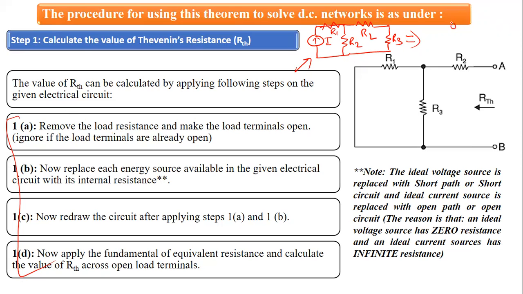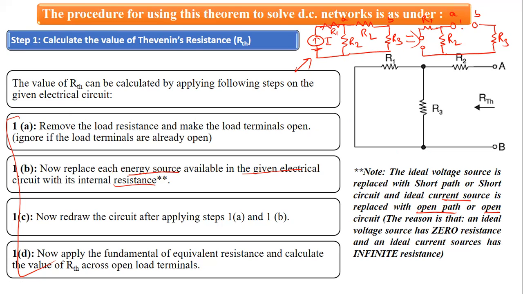So let us open the load terminals. So these terminals were AB, let us say. So A and B, I have opened them. I have R2 here. I have R3 here. I have R1 here. Now replace the energy sources with the resistances. Now here let us see, current source is replaced with open path. So we will make it open. This is open path now.